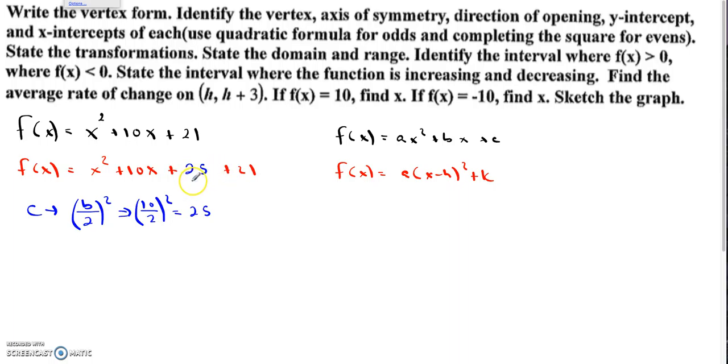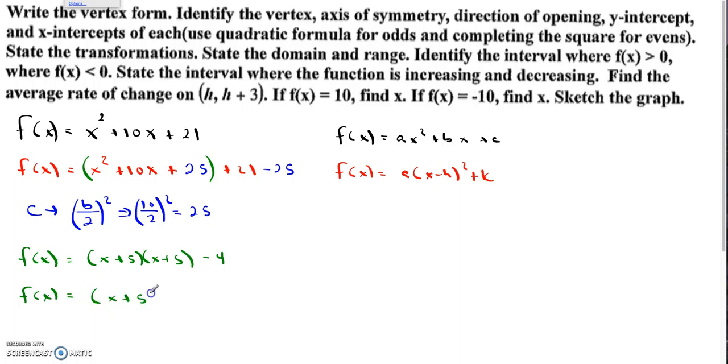I can't just add 25 to the equation, otherwise it will unbalance the equation. So if I add 25 on the right, I'm going to subtract 25 on the right. Once I'm here, I'm going to factor this part. Now this should work out to be a perfect square. So this should be f of x equals x plus 5 times x plus 5, and then 21 minus 25 is minus 4. And we'll simplify that one more time. So f of x equals x plus 5 squared minus 4. So now this is my vertex form.